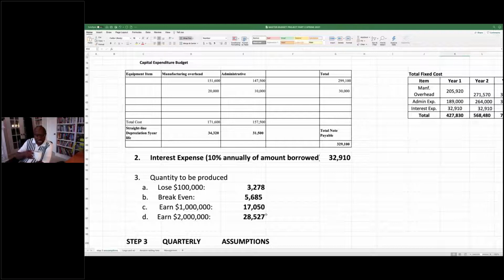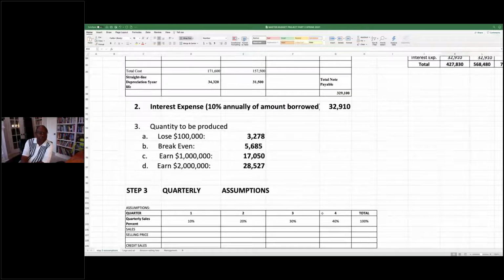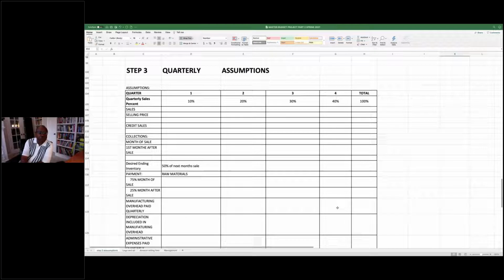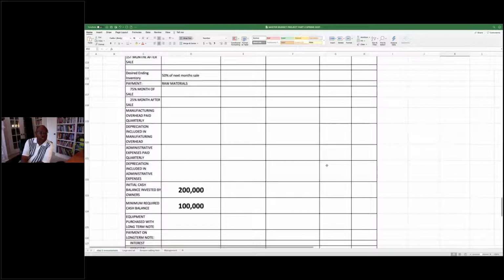So I guess maybe we'll stop at 4 years for you. 4? Yeah. Okay. How many people you got? 6. Then you have your quarterly assumptions. Investment 200, minimum cash 100.